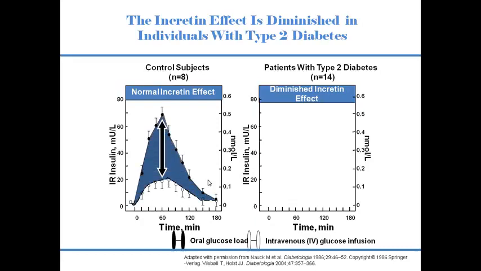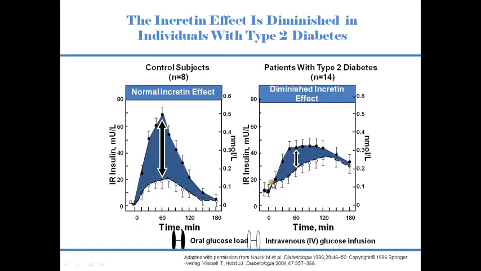So this is the normal incretin effect. When oral glucose is given to the patient, you can see the black dot shows the insulin response after giving the oral glucose. So in normal people, in response to oral glucose, there is a high insulin release. You can see how high the insulin released is in normal people when the glucose is given.